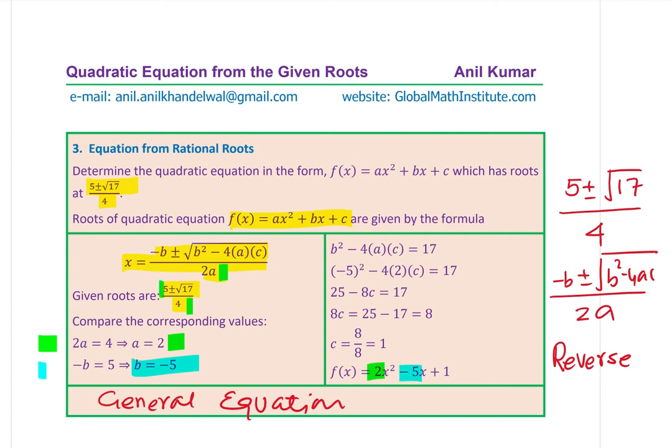Now, how do we find c? Well, the discriminant in this particular case is b squared minus 4ac, right? So b squared minus 4ac should be equal to the term within the square root, which is 17 for us. Now we can solve this. We know the value of a and b. Substituting the value of b as minus 5, a as 2, we can find the value of c. We get 25 minus 8c equals 17, and so 8c is 25 minus 17, which is 8. Dividing by 8, we get the value of c as 1, and that gives us the quadratic function, which is 2x squared minus 5x plus 1.